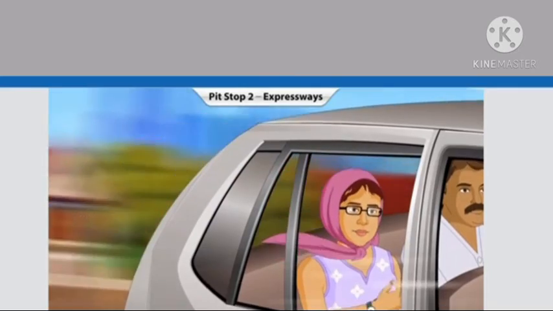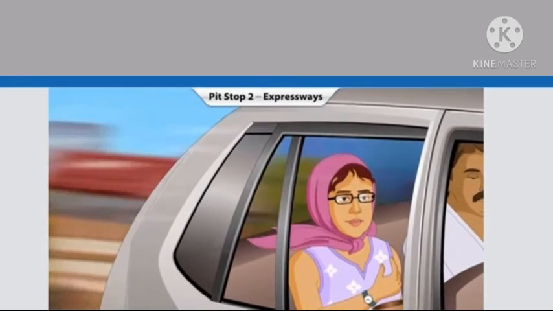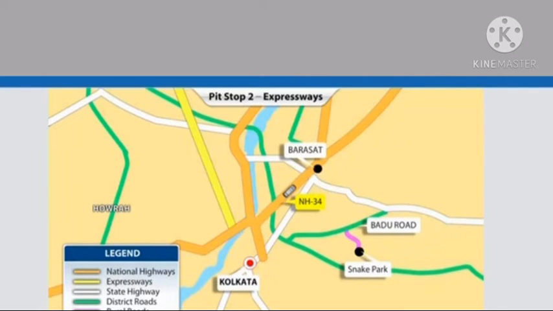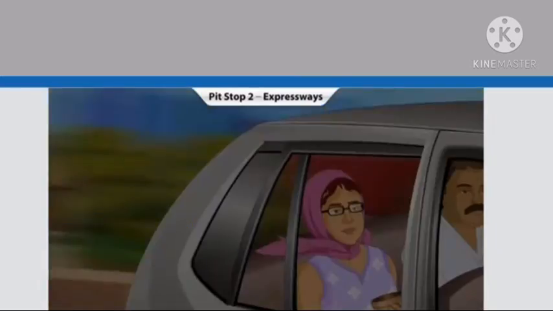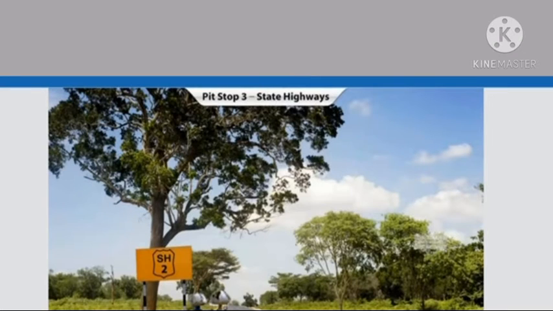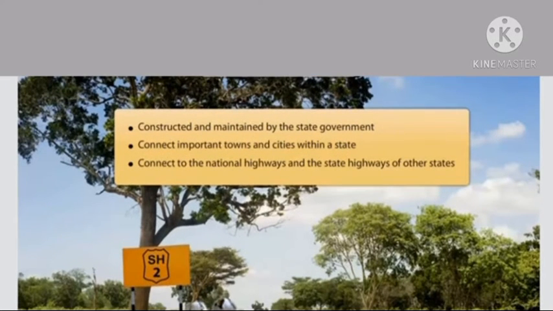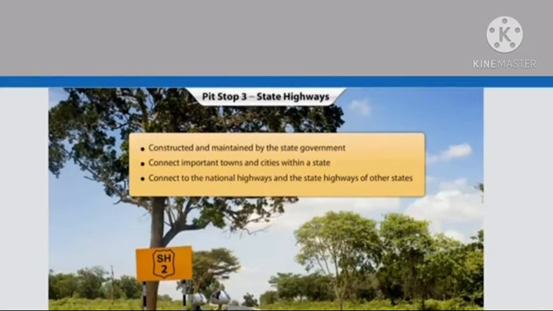The car passes through busy city roads and joins National Highway 34 again. After an hour's drive, they reached Barasat, much earlier than they had expected. Next, they proceeded to State Highway 2. Roads constructed and maintained by the state government are called state highways. State highways connect important towns and cities within a state. They are also connected to national highways as well as state highways of other states.